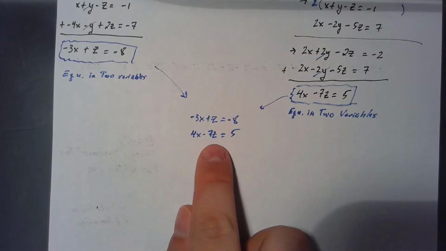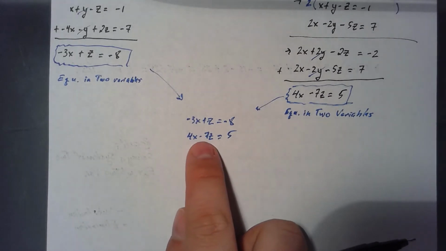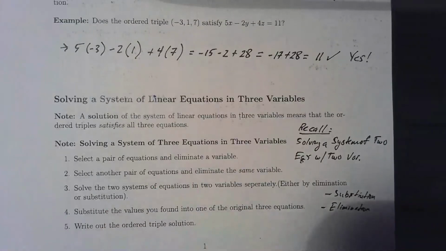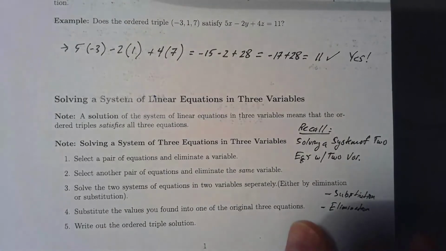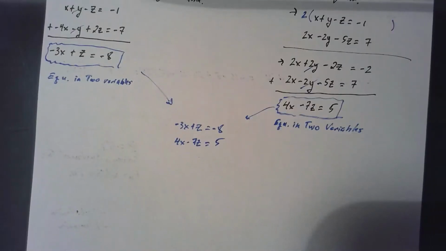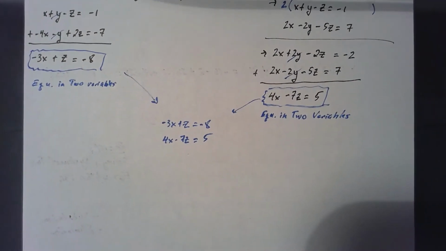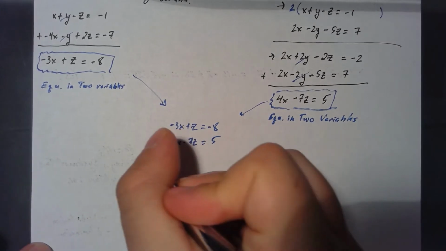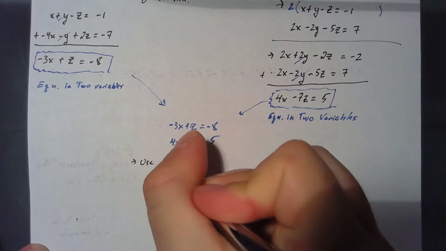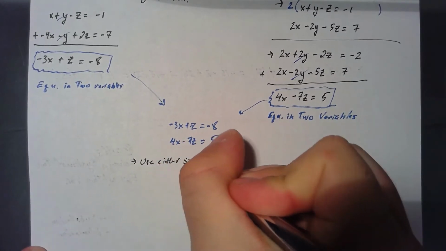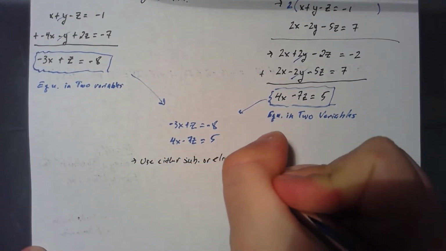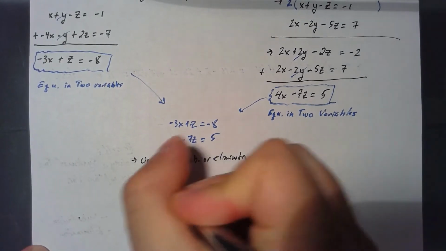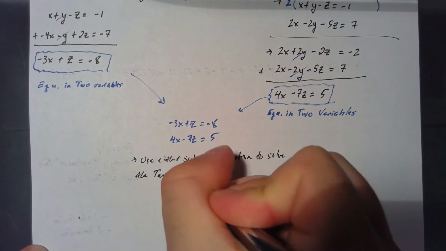Now you know how to do this. You know how to solve a system of 2 equations and 2 variables. We did that in chapter 3. You could use substitution or elimination. It's up to you. Personally, I think elimination will work best. So now I'm going to use elimination to solve the two-equation system.